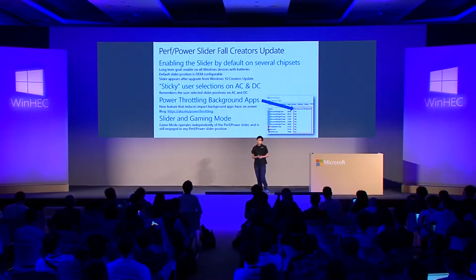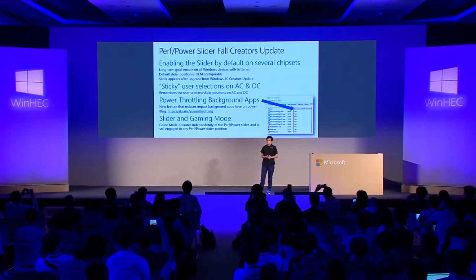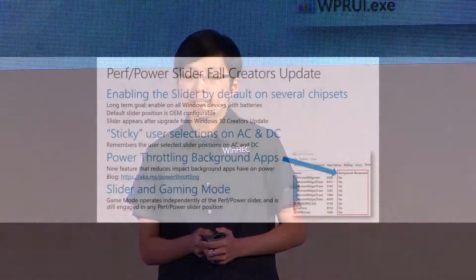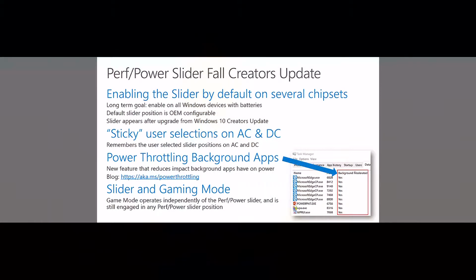In the Creators Update, the performance and power slider user experience was an OEM opt-in feature. In the Fall Creators Update build, we are enabling the slider user experience out of box on most of the Windows devices that have batteries. At first, we are enabling the slider on the last 4 generations of Intel chipsets, but our plan is to expand the support to all processors. The default slider position is OEM configurable, and the slider will appear on devices that are upgraded to this build.